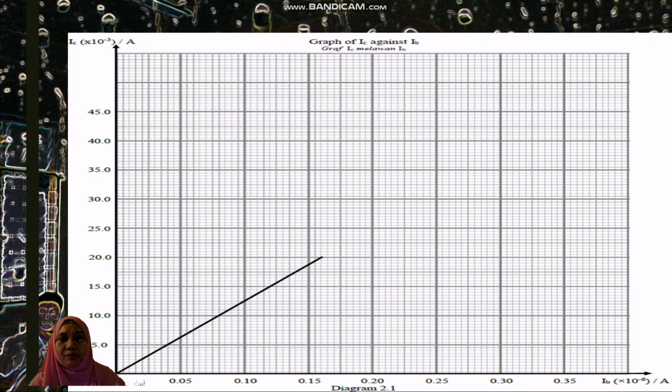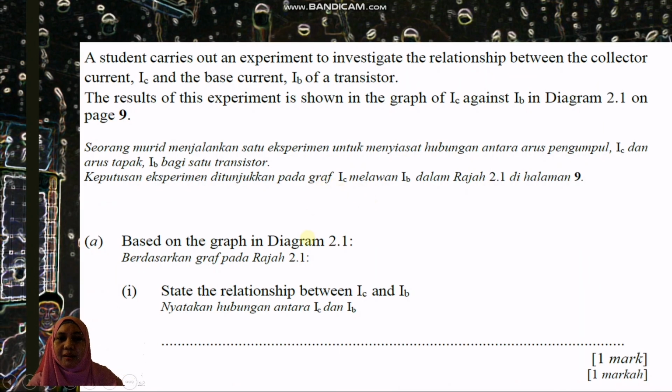So this is the graph related to question 1. We have IC on the y-axis and IB on the x-axis. If you refer to the pattern of this graph, it is a straight line graph started from the origin. So, what can you say about the relationship of IC and IB? Yes, IC is directly proportional to IB.